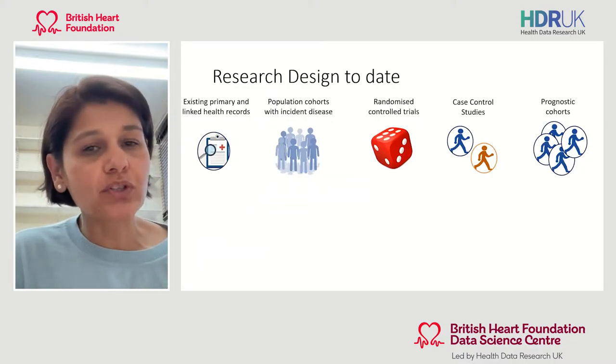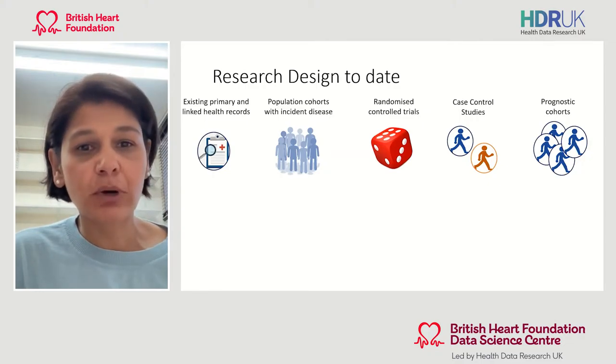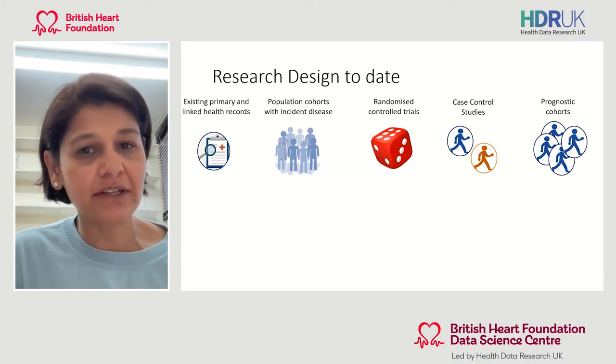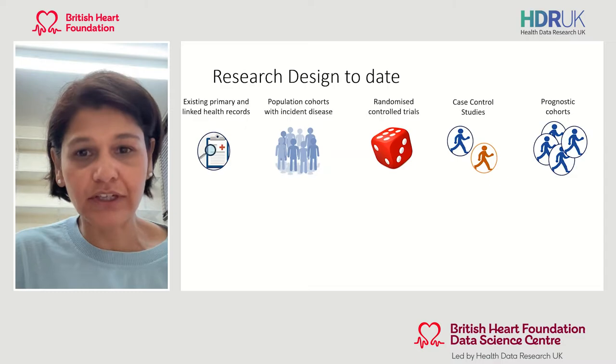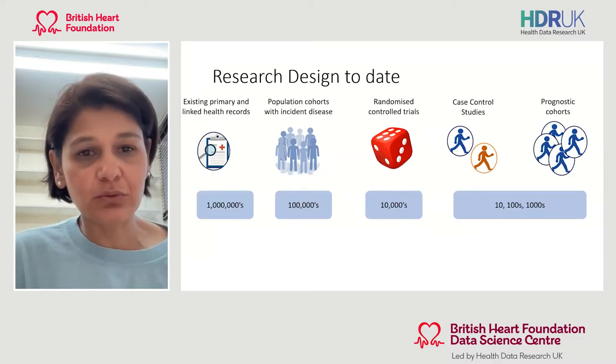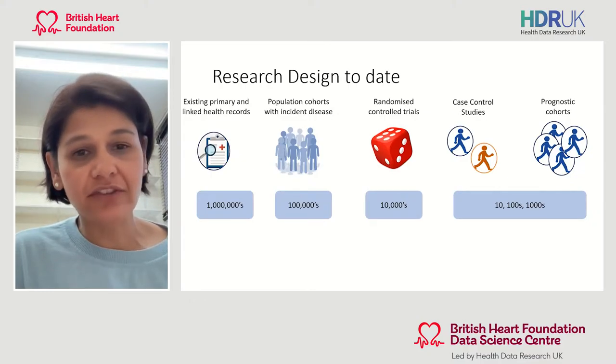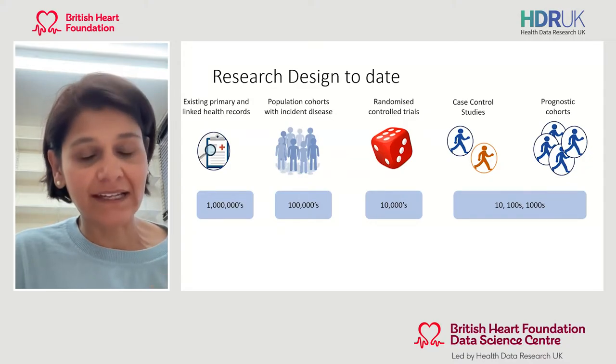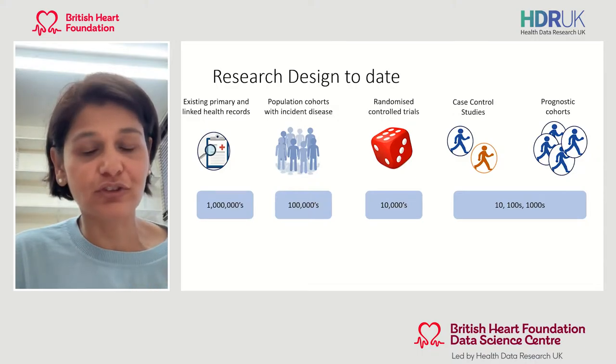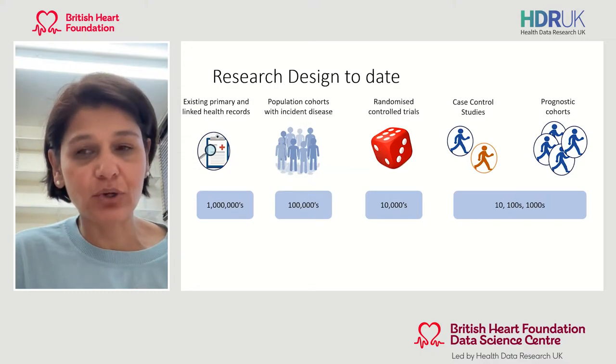So just to think about what our research design to date looks like. Here, I've represented all the research studies that we carry out: existing analysis of primary healthcare records, population cohorts to detect incident disease, randomized control trials, case control studies, and prognostic cohorts. If we look at the numbers of individuals involved, it's millions in primary healthcare records, hundreds of thousands in population cohorts, although minimally incident disease, tens of thousands in randomized control trials, and in cardiovascular disease this is really very true for us, but not so many in other diseases, and tens to maybe thousands in case control and prognostic trials.